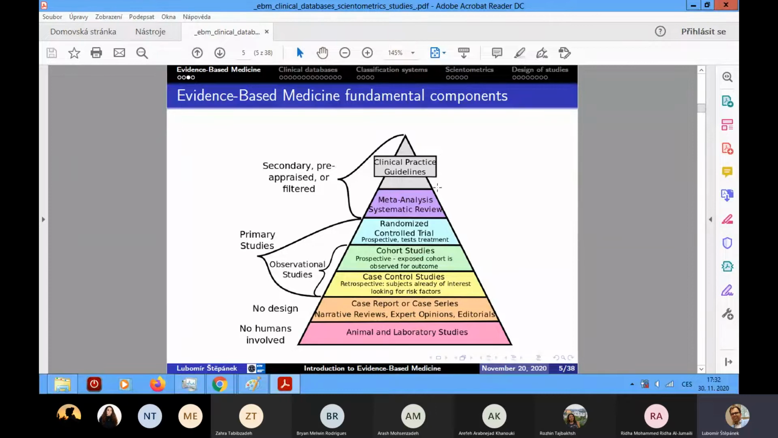Yeah, still meta-analysis. We are still moving up this pyramid. Editorial is still the same. It's full of subjective opinions of the editorial's author.